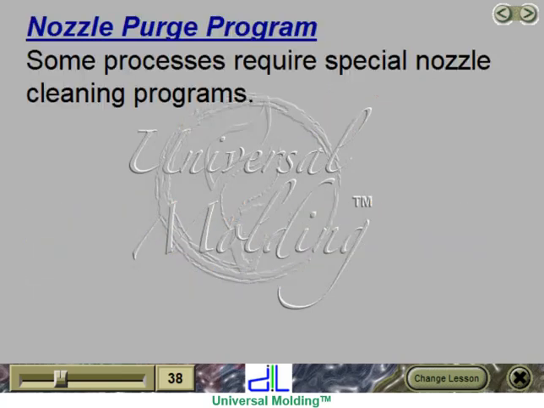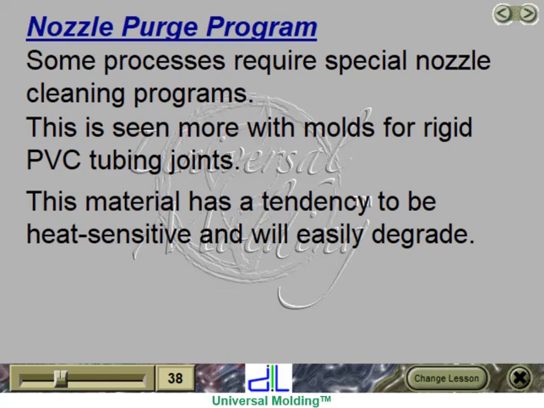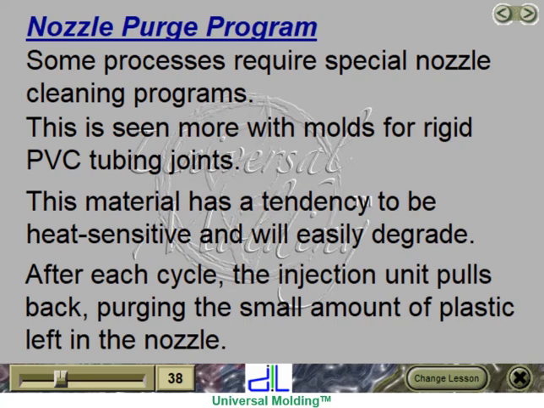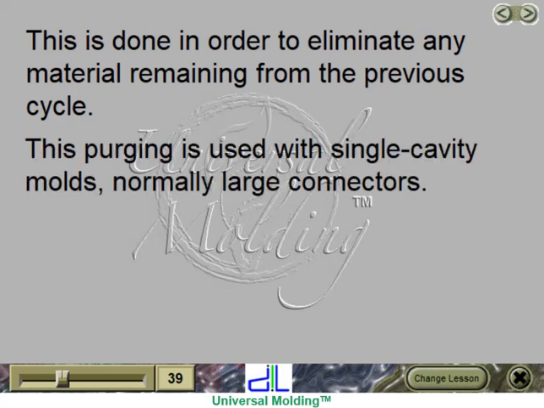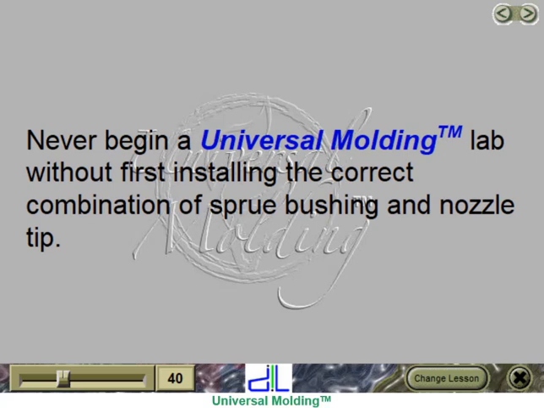Nozzle purge program. Some processes require special nozzle cleaning programs. This is seen more with molds for rigid PVC tubing joints. This material has a tendency to be heat sensitive and will easily degrade. After each cycle, the injection unit pulls back, purging the small amount of plastic left in the nozzle. This is done in order to eliminate any material remaining from the previous cycle. This purging is used with single cavity molds, normally large connectors. With a multiple cavity mold, the degraded material will remain in the runner and will not need this program. Never begin a universal molding lab without first installing the correct combination of sprue bushing and nozzle tip.